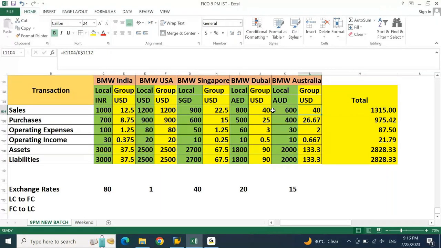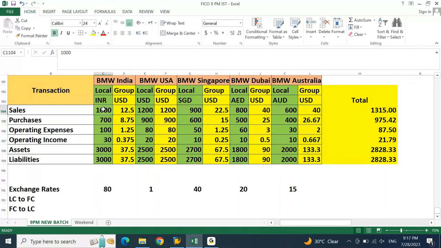Everywhere it is the US dollar based on the IFRS accounting principle. Now the way you posted the entry, the way you calculated, everything will be common because the accounting principle is common. Since the accounting principle is common, the way you treated, the way you posted, the way you adjusted anything will be on the common point. But when it comes to local, in INR, there may be certain adjustments.